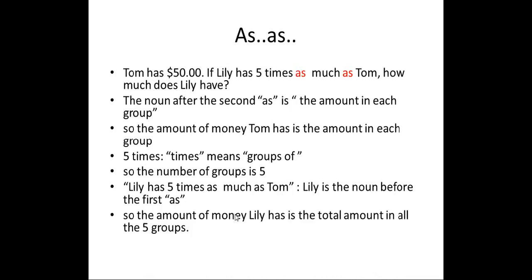Okay, so just now we found the amount in each group, that is the amount of money that Tom has. The number of groups, that's 5, because 5 times means 5 groups. The total amount in all the groups is the amount of money that Lily has. And we're solving for that. You see, how much does Lily have? So we're solving for the total amount in all the groups.